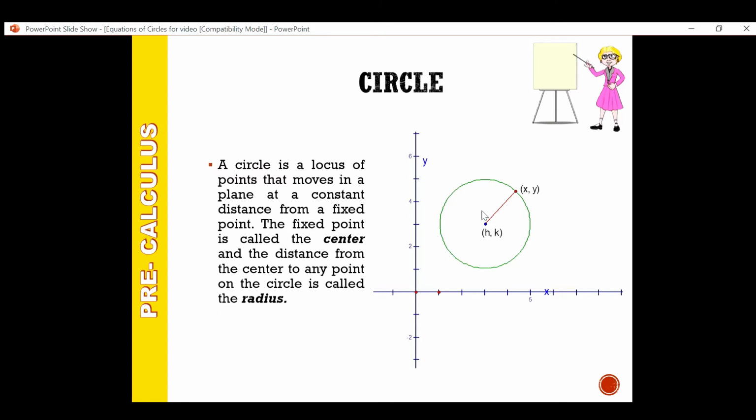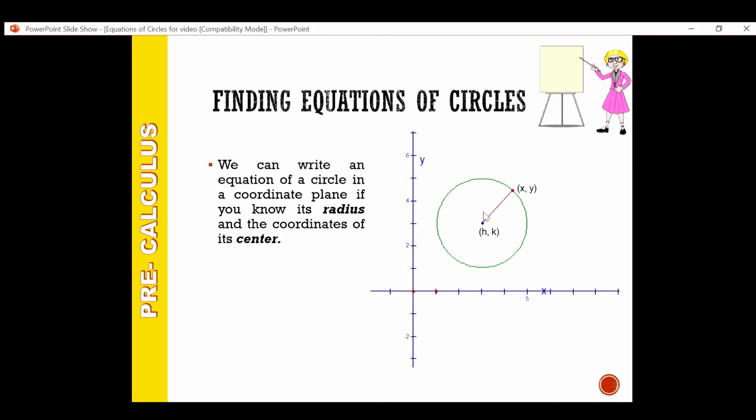So, ito yung center natin, class, and this point, any point on the circle, xy. So, this is the locus of a point. When we say locus of a point, it is a collection of infinitely many points. So, sa circle, yung collection of points, ang condition niya is nagmo-move siya at a constant distance from a fixed point. So, paano ba tayo makakapag-graph at makakapag-write ng equation ng circle natin? So, kailangan daw alam natin yung radius at center ng circle natin.